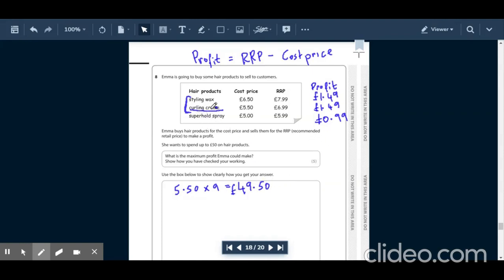That's if she buys the curling cream 9 times, and once she's sold all of that, she's going to make £1.49 profit each time. So £1.49 times by 9 times, which is going to give you £13.41. So the maximum profit she can make is £13.41.